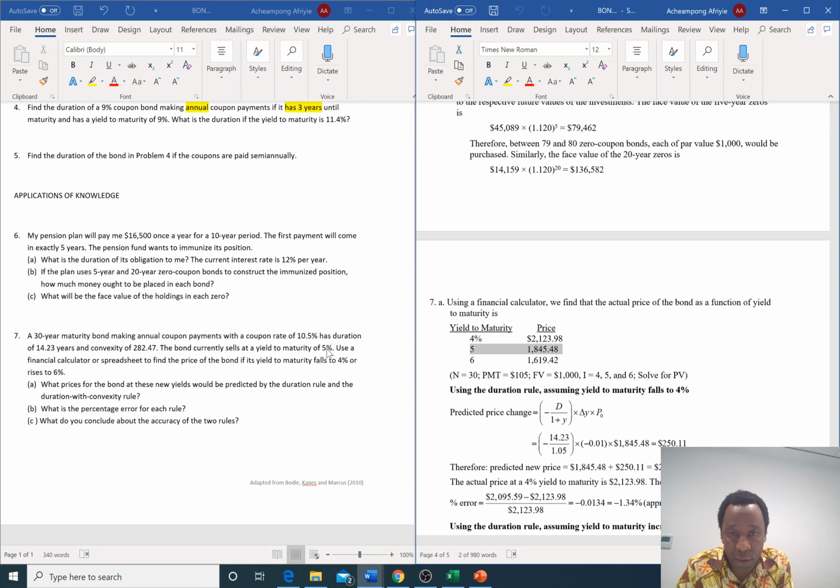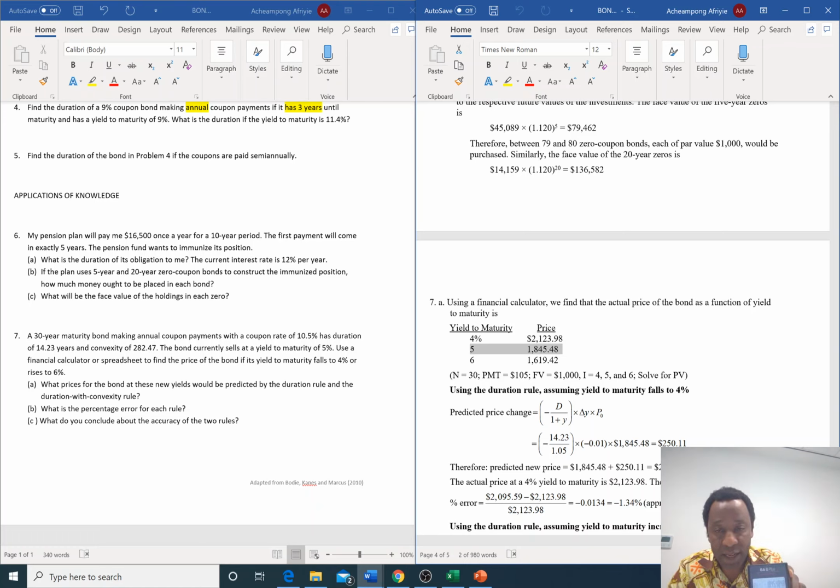So to work out the price for a yield to maturity of 5%, all you do is you do 30 and then N. Right, so I'm just keying that in, and then you do 105, and then you press on payment, and then you do 1,000 because it's a dollar bond, and that will be your future value. And then you do 5, which is your yield to maturity, and then you press compute. You can see compute there, the present value.